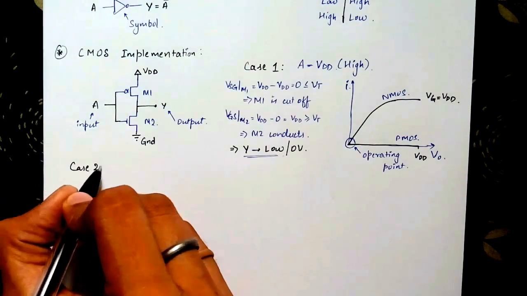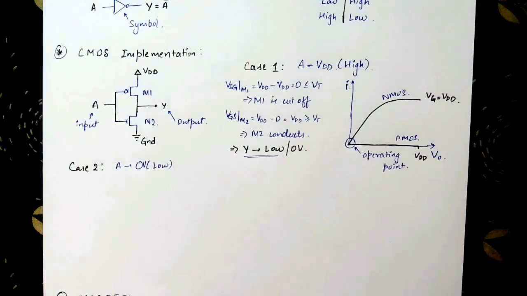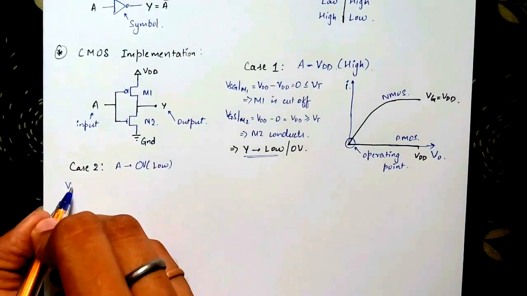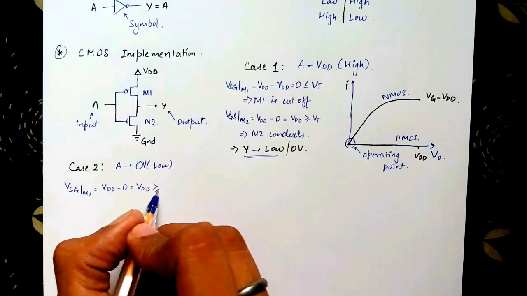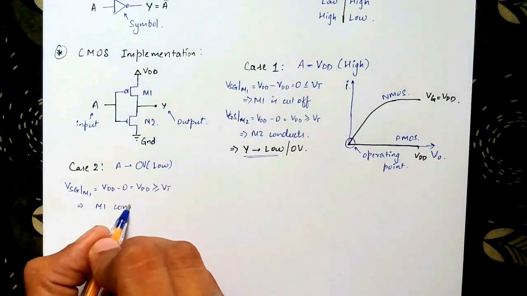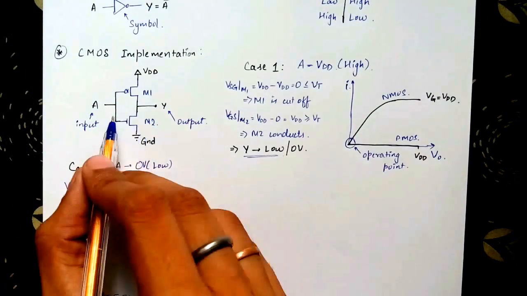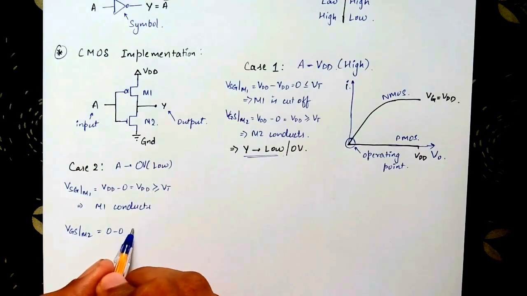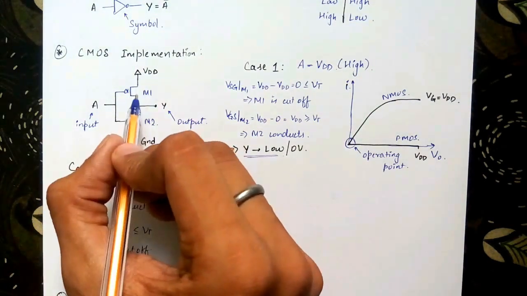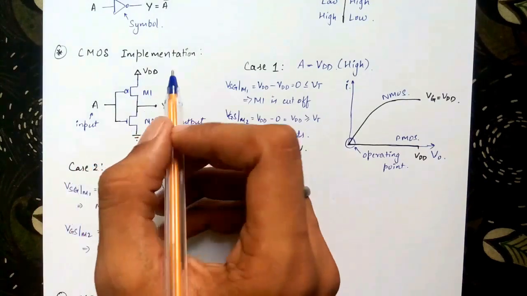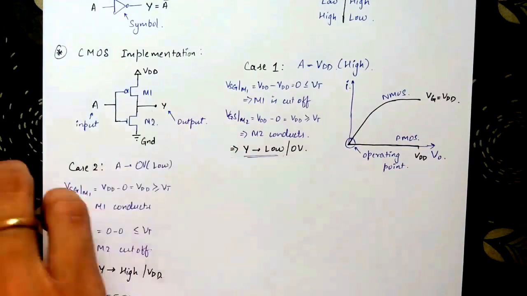Similarly, consider the case when input is logic low. A is equal to 0 volts. Source to gate voltage of M1 is VDD minus 0, which is equal to VDD, and is greater than threshold voltage. Thus it is conducting. And gate source voltage of M2 is 0, which is less than VT, so M2 is in cutoff region. As M1 is conducting and M2 is in cutoff, output Y can be seen as connected to VDD and the output is logic high.